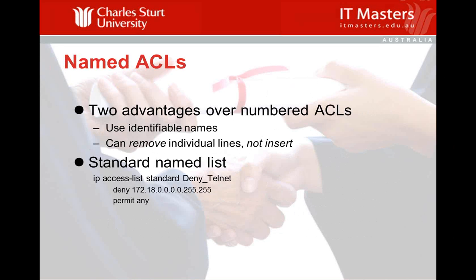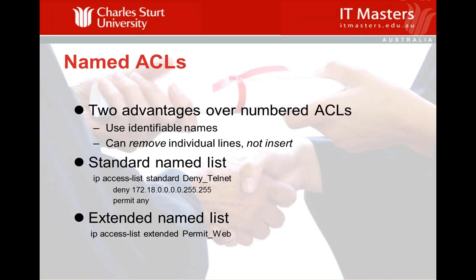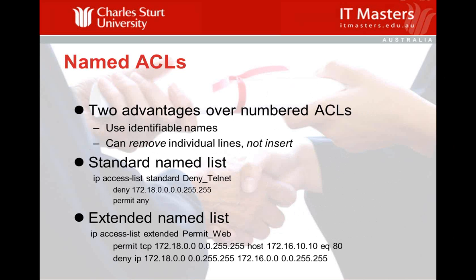Okay. Standard named list, so there's an example: ip access-list standard deny-telnet, deny 172.18.0.0 0.0.255.255, so anything from the 172.18 network, and then permit all other traffic. Okay, extended named access list, so ip access-list extended permit-web, and then you just use the extended syntax as you do with a numbered access list. So the only difference really is it's named. Instead of putting a number there, you put a name. We've got our permits, we've got our denies.